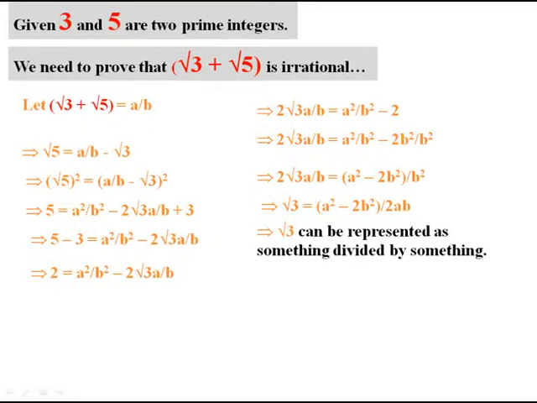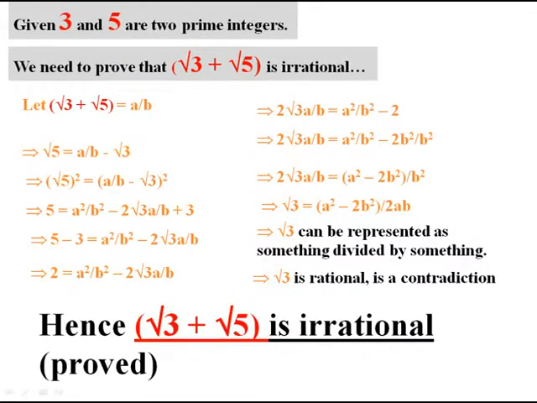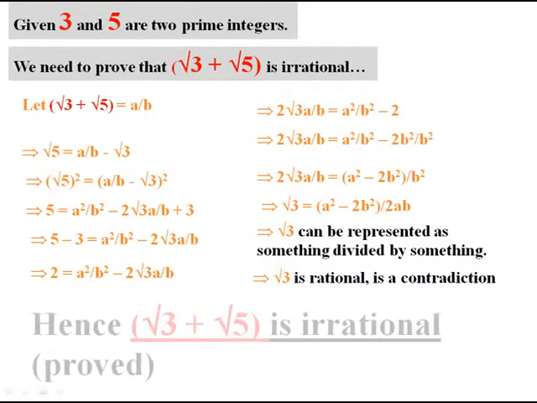Here we can see that root 3 is being represented as something divided by something. But root 3 is irrational. So this is a contradiction. So our initial assumption that root 3 plus root 5 is rational is not correct. This means that root 3 plus root 5 is irrational. Let's go to the next problem.